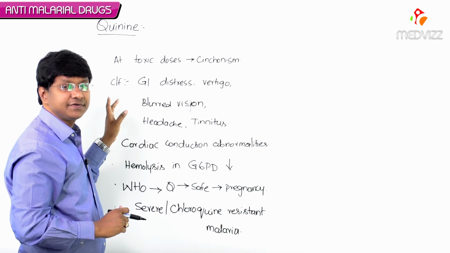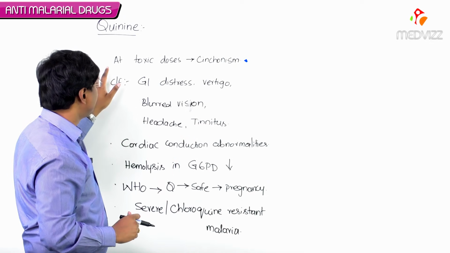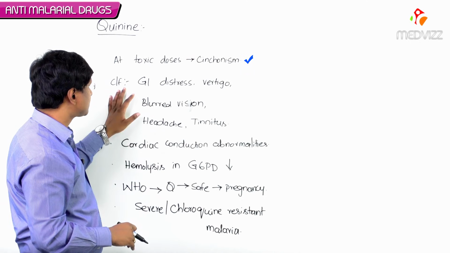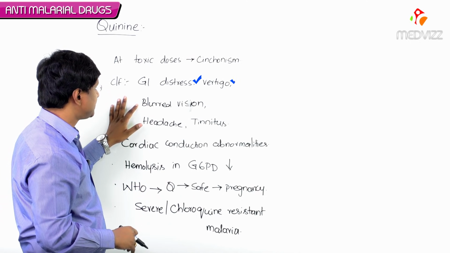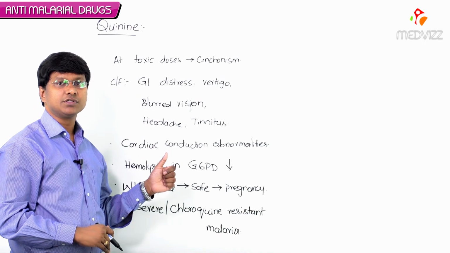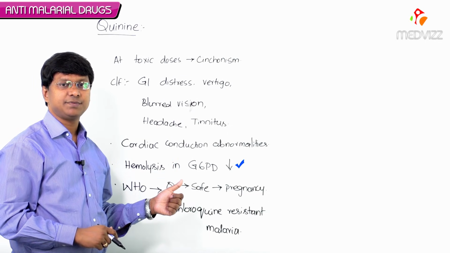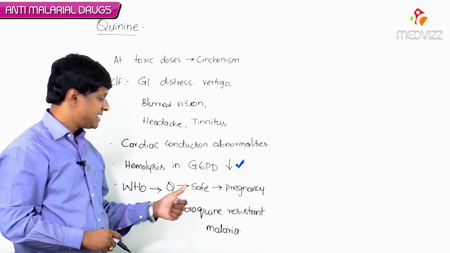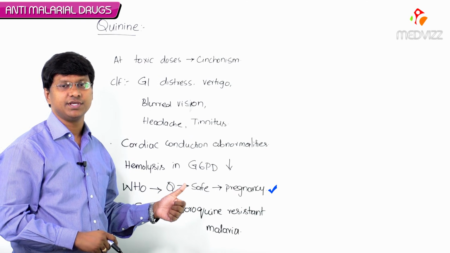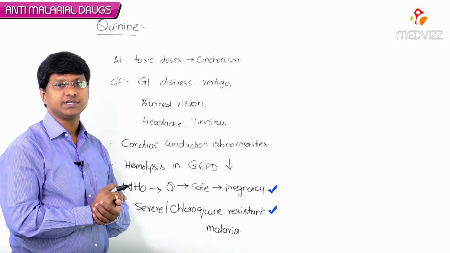So the important adverse effects of the quinine include hypoglycemia, and at toxic doses it will cause cinchonism, and the features of cinchonism include gastrointestinal distress, vertigo, blurred vision, headache, as well as tinnitus. It can also cause cardiac conduction abnormalities, and in G6PD deficiency patients it will cause hemolysis. And according to the WHO guidelines, this quinine is safe in pregnancy and it can be used for severe or chloroquine resistant malaria.